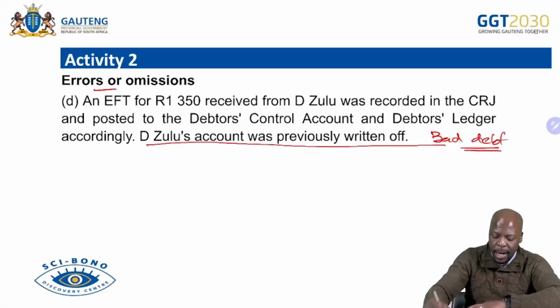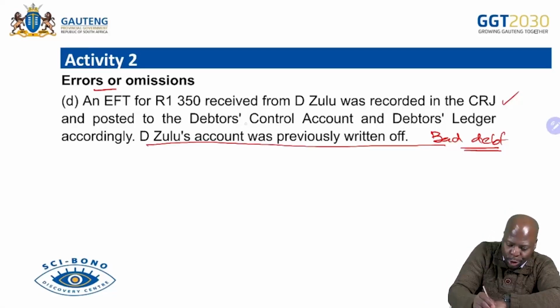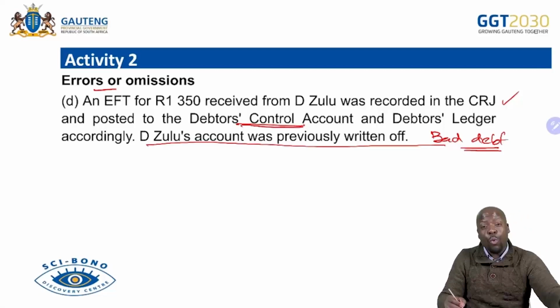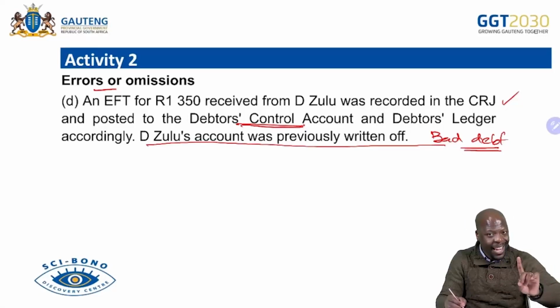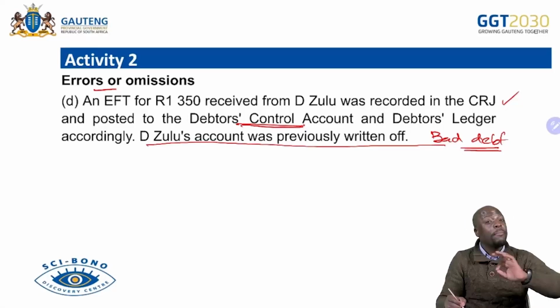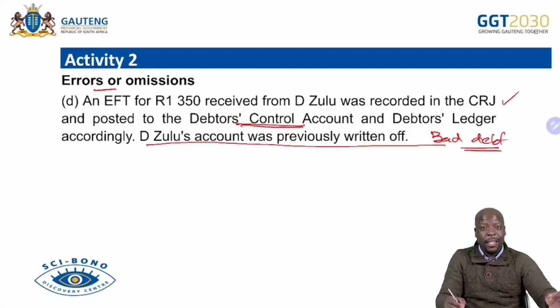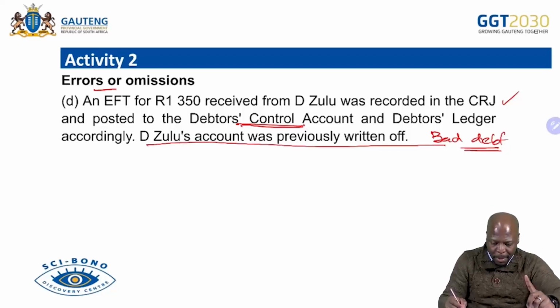So what they did, they took it to the CRJ, but then they were posting now to the general ledger. They posted to the debtor's control. Was it supposed to come to the debtor's control? No, because Mr. D Zulu's account was written off. He's no longer part of our debtors. I'm going to say it again. Once it's written off, he's no longer part of our debtors. Therefore, we don't have to record him in the debtor's control. That was the error that was made.